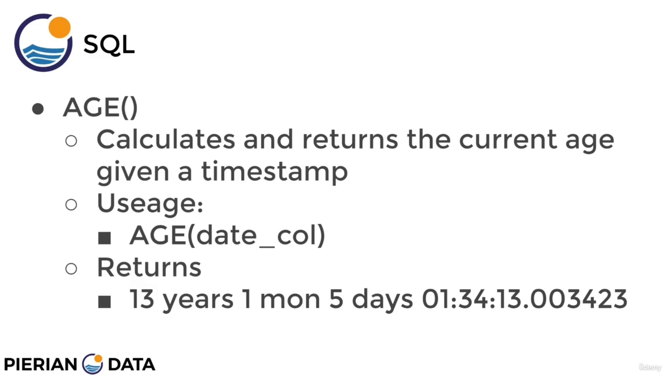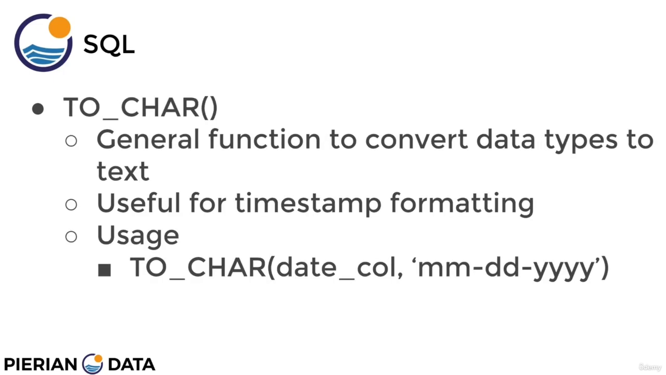how old the timestamp in the actual database is. So if, let's say, the year was 2020 and you had a timestamp from the year 2000, then it would return back 20 years. So it's just calculating how old that particular timestamp is given when you're actually querying it. So just its age.